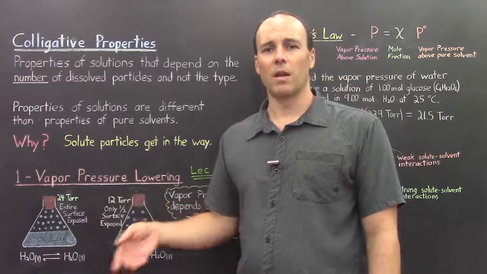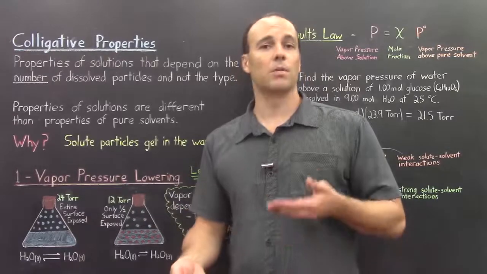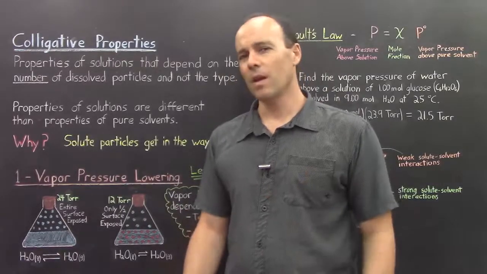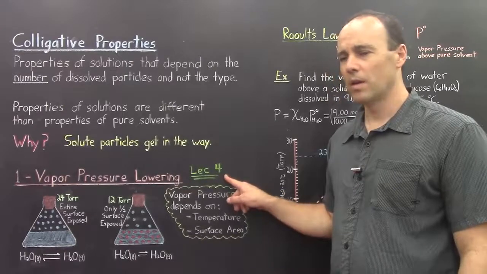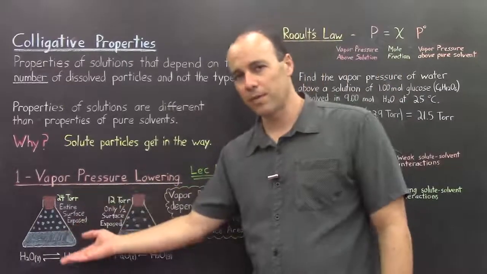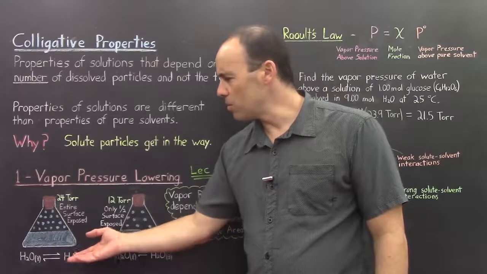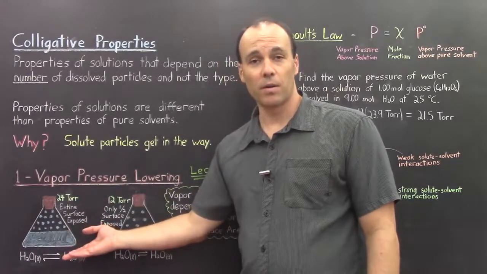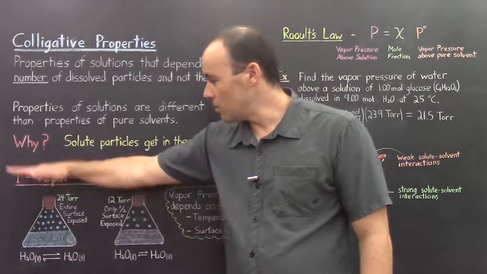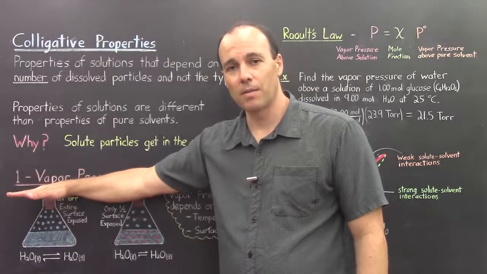The first colligative property is vapor pressure lowering. Solutions have a lower vapor pressure than pure solvents. I'll remind you that we discussed vapor pressure in lecture 4, and we'll just recall that very briefly right here. Suppose you have a container with pure water and you cork the top of that container.